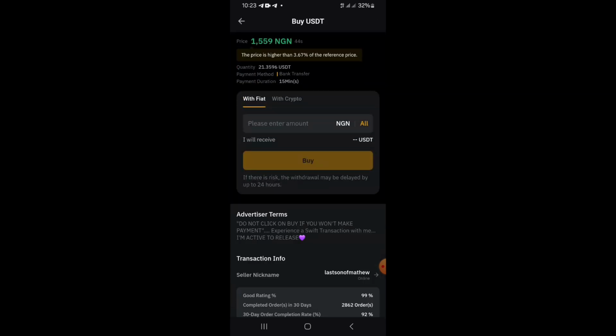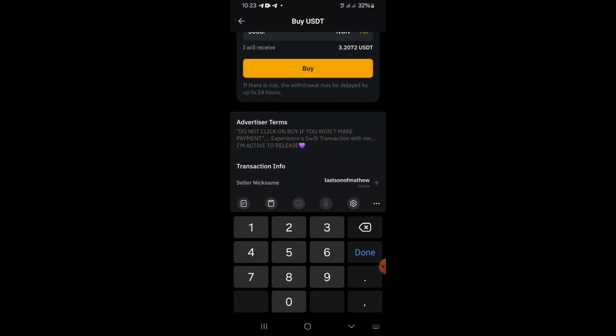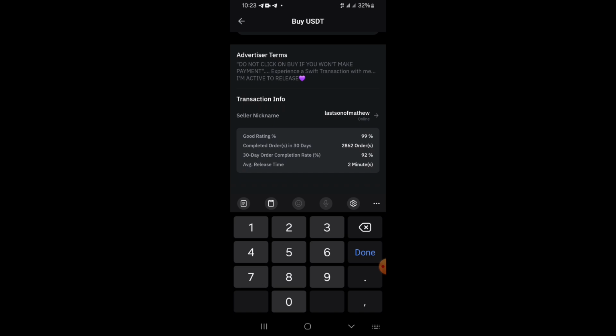You click buy. Once you click buy, you will first read all the terms and conditions of this payment. Firstly, you will come to the advertiser's terms. You will see: do not click buy if you won't make payment. Have you seen it? If you want to buy, you will type the amount you want to buy here. Let's assume you want to buy 5,000 naira. That means you will get 3.2 US dollars. Have you even seen the names?